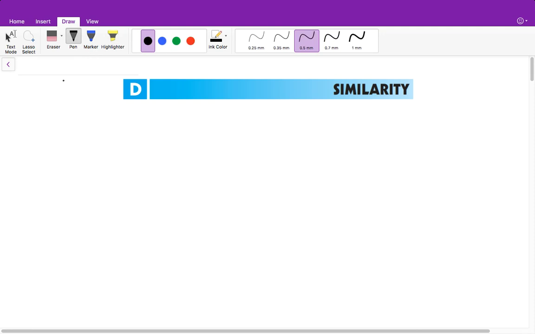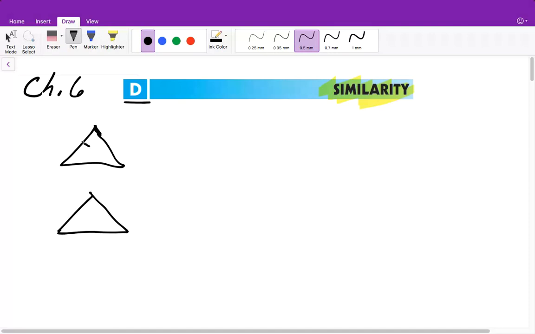All right, so now we're moving on to the next section, and we're going to go back to our book. So it's chapter 6, and we're moving on to section D, and it is similarity. Before our last test, we learned about congruent triangles. So we knew that congruent triangles were the exact same size and the exact same shape. They were replicas of each other.